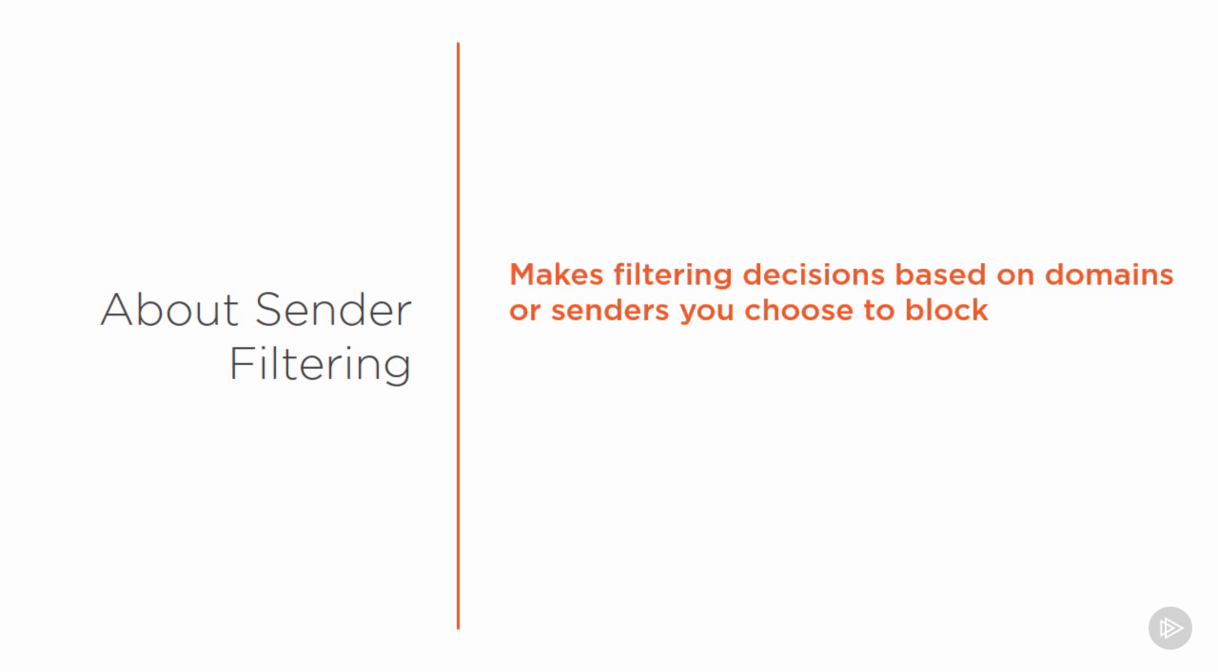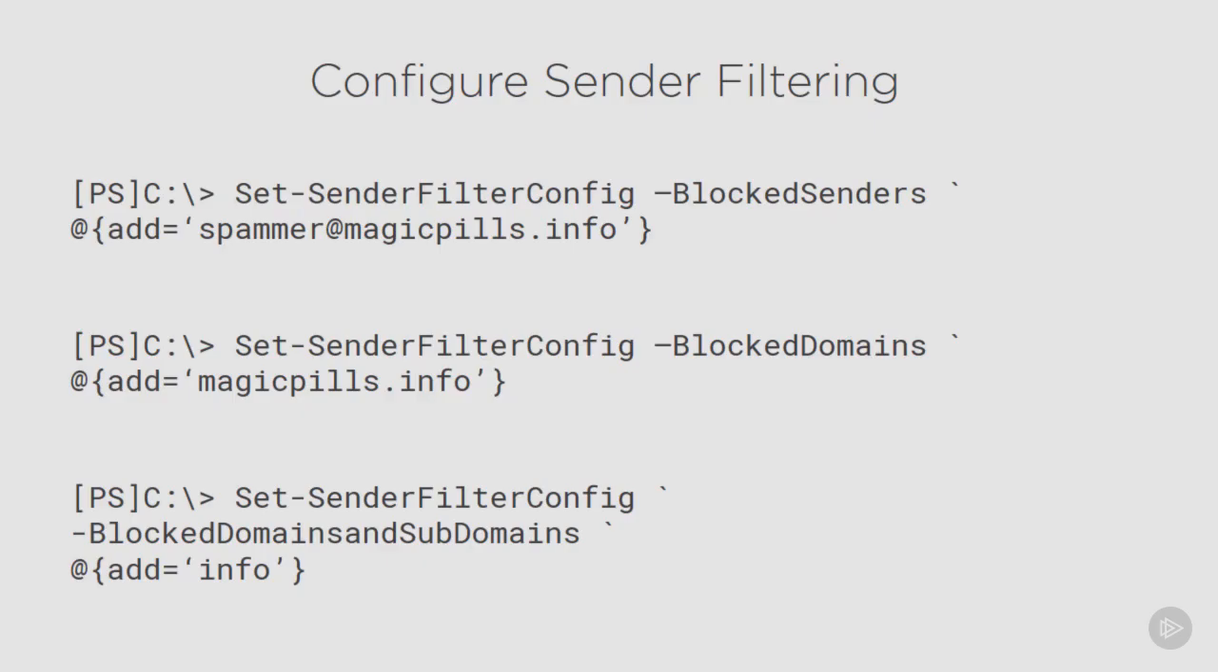Sender filtering is quite a simple concept. Sender filtering simply makes filtering decisions based on domains or sender email addresses that you choose to block. You can reject, or you can simply stamp a status for senders that you don't like. When you're configuring sender filtering, you have a couple of options.